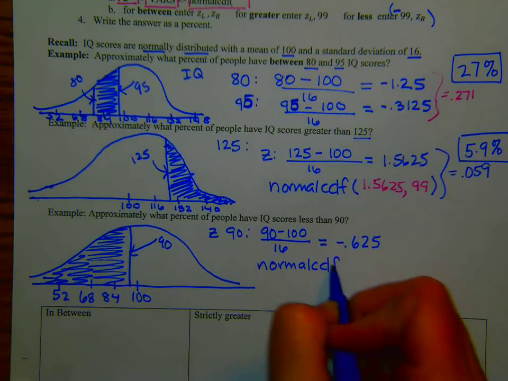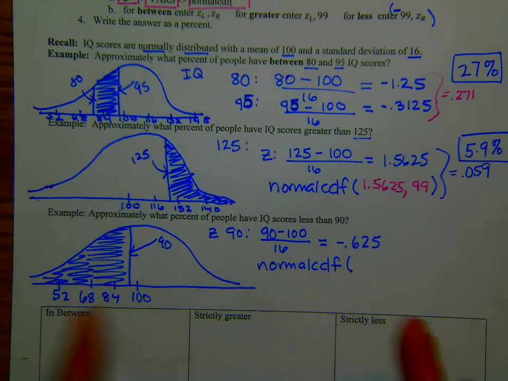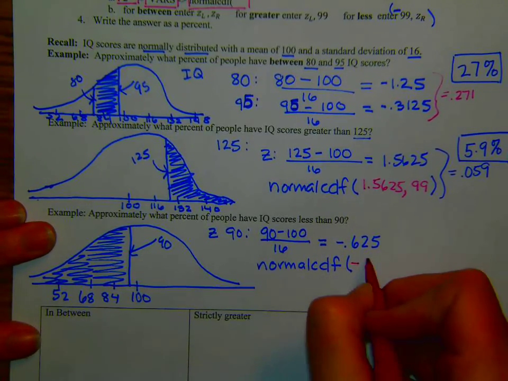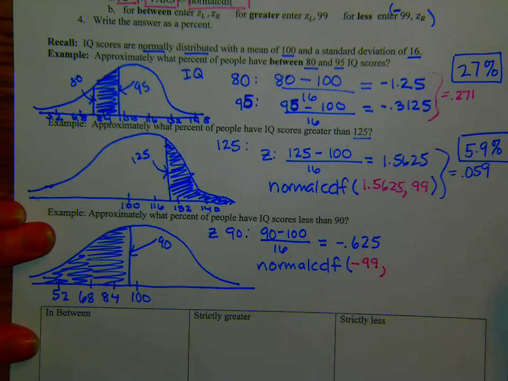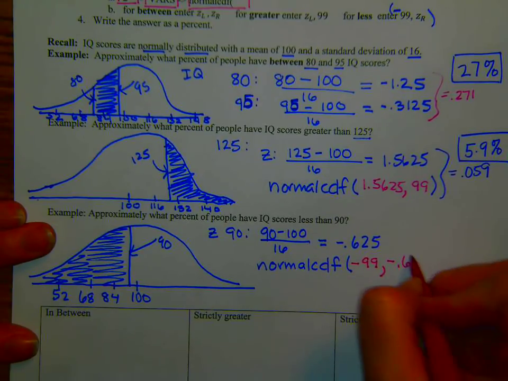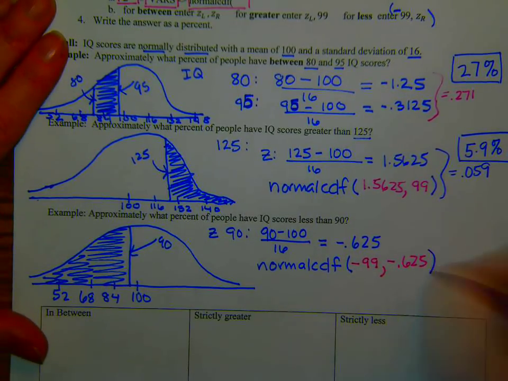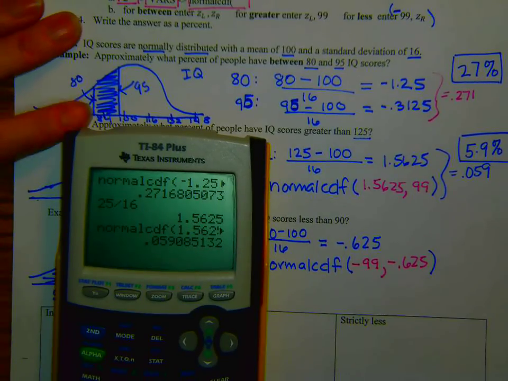We're going to go to step 3, and we're going to say the normal CDF of, now we are finding everything less than 90, so here's where we do something a little different. We want negative 99, and we put in the upper bound, which is negative 0.625. Okay? So let's do that on our calculator. So we've got the notes, and now we're going to do it on our calculator. So you can see that.